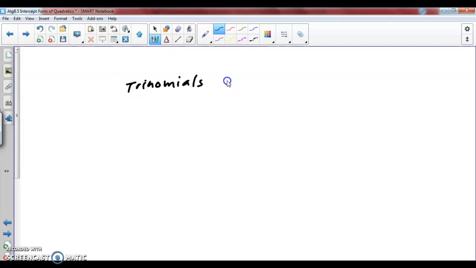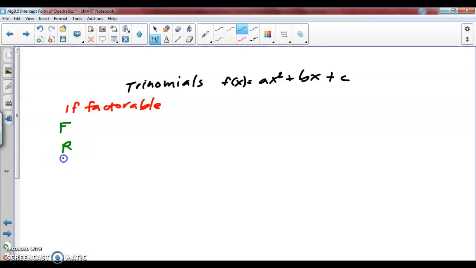And they are of the form f(x) = ax² + bx + c. Now, there are two cases here, if you remember. The first one is if the trinomial is factorable, then you have to use FRAB, where F means you're going to factor by using the techniques you learned in the previous chapter. You're going to find the roots or zeros by copying each factor and making it equal to 0.